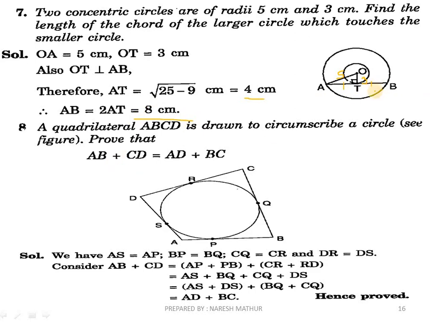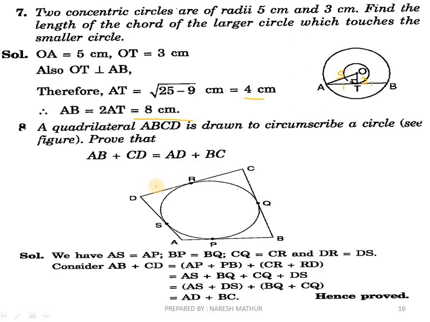Alright. Now the next question. A quadrilateral ABCD is drawn to circumscribe a circle. Now we need to prove that AB plus CD equals AD plus BC. Okay. We'll use theorem 10.2 in this question.